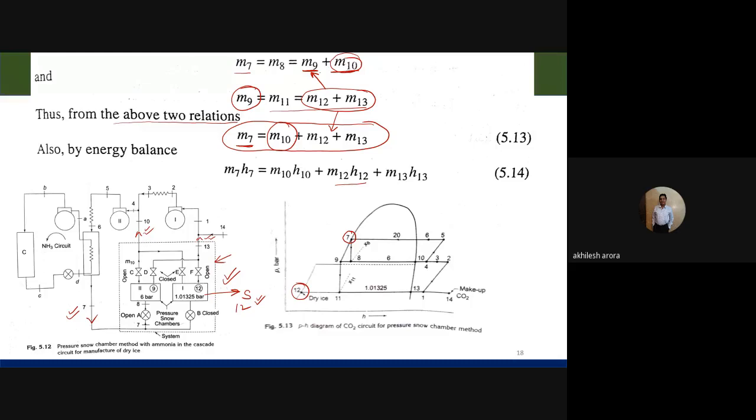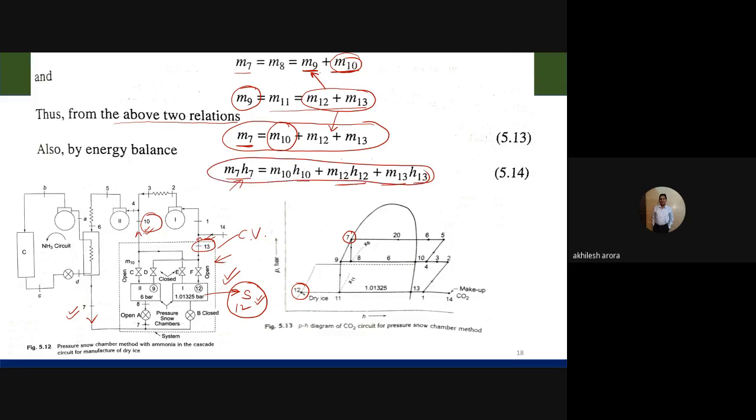So we can directly write the energy balance for this particular case, that M7H7 should be equal to, this is the energy entering into this control volume here, and what is the energy which is leaving? It is M10 into H10 at this particular point. Then we can consider this solid carbon dioxide which we are taking out from the snow chamber, that should be equal to M12 into H12, and at point number 13 it is the vapor refrigerant which is going out, so it should be equal to M13 into H13.